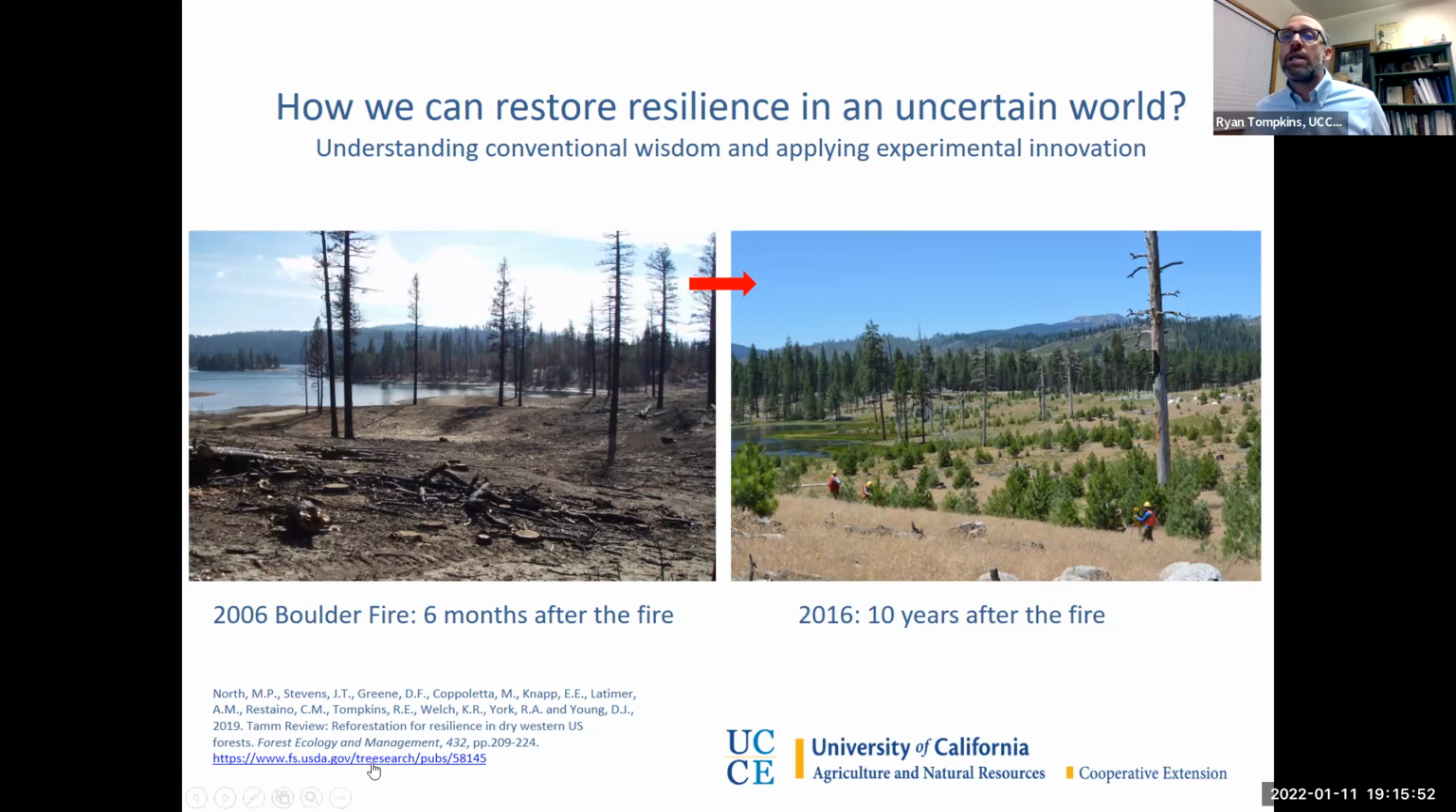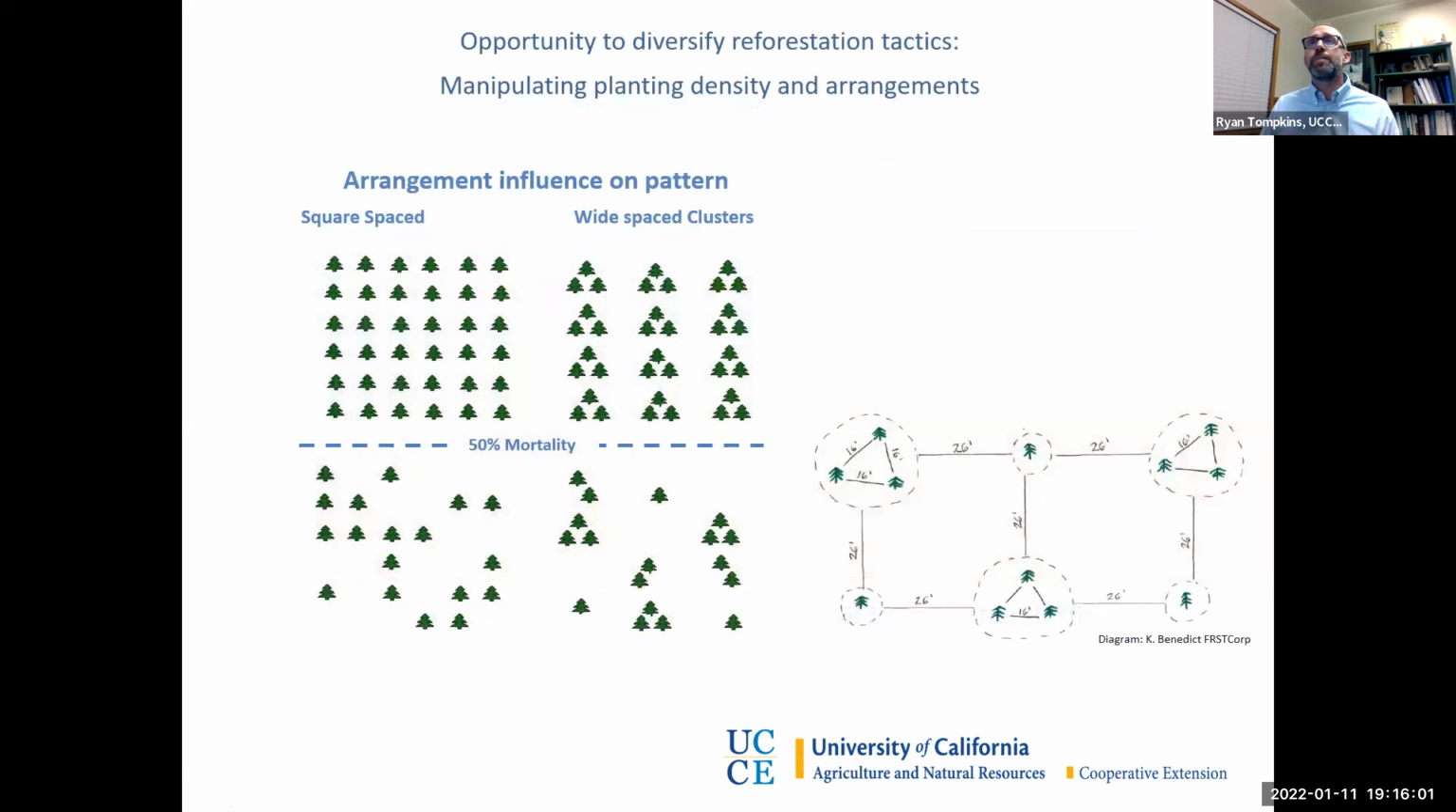There's a link to a paper that we published in 2019 on some of these concepts. And I'll give you a quick rundown. We see an opportunity to diversify reforestation tactics primarily in two main ways: manipulating planting density, but also manipulating planting arrangement. Here's a very hypothetical example, where you have very conventionally spaced, square spaced trees that you have planted. In the example to the right, we planted little clusters of 3 trees and spaced them widely.